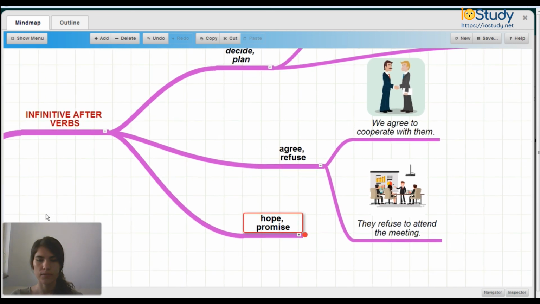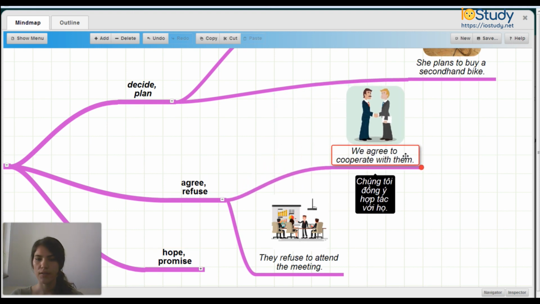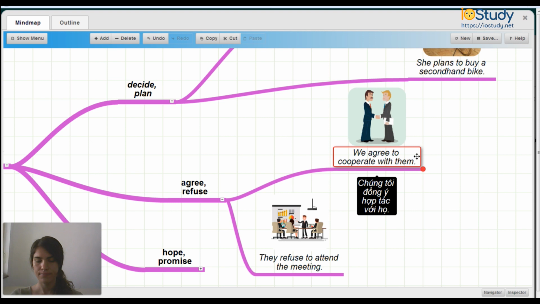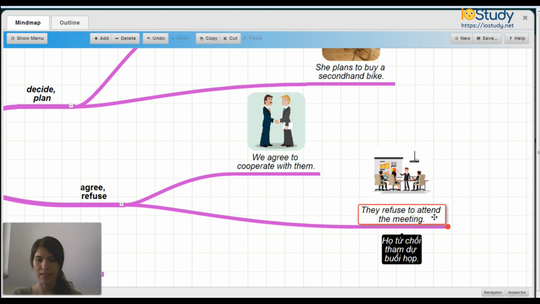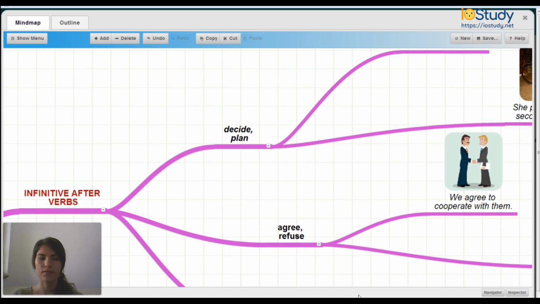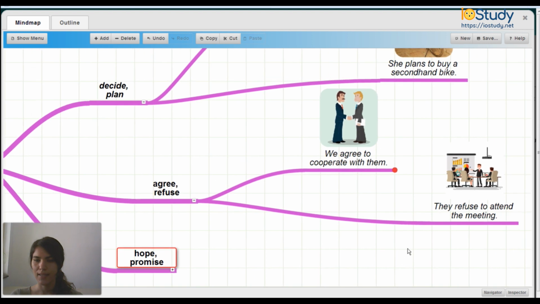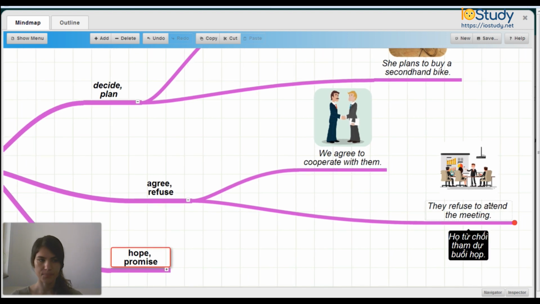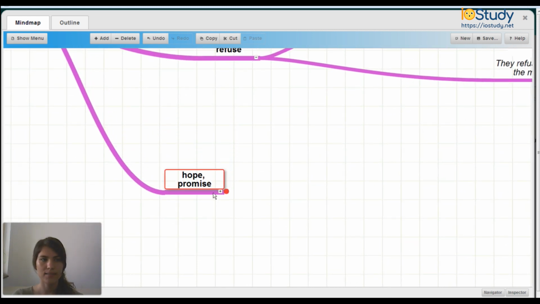So here are two examples of agree and refuse. We agree to cooperate with them, and they refuse to attend the meeting. So in both of these examples, we're using the verb agree and refuse. After the verbs agree and refuse, we use the infinitive after the verb. So to cooperate and to attend. Let's go down to the final one, which is hope and promise.